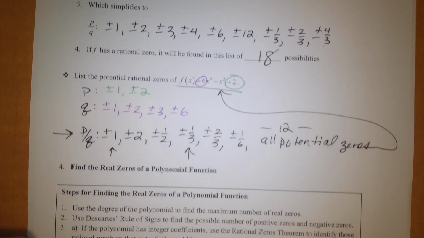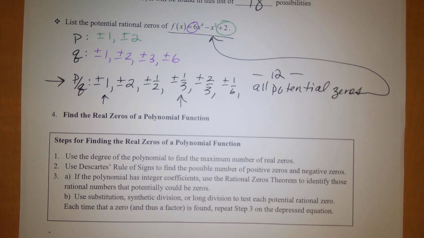Now how do we narrow that down? Steps for finding real zeros of a polynomial function. We're going to use the degree of the polynomial to find the maximum number of real zeros. Then we'll use Descartes' Rule of Signs to find the possible number of positive zeros and negative zeros. Then, if the polynomial has integer coefficients, we'll use the Rational Zeros Theorem to identify those rational numbers, and use substitution or synthetic division, which I will introduce, or long division, to test each zero. So we're going to use these steps on the next couple pages to do some examples of how to find the zeros.